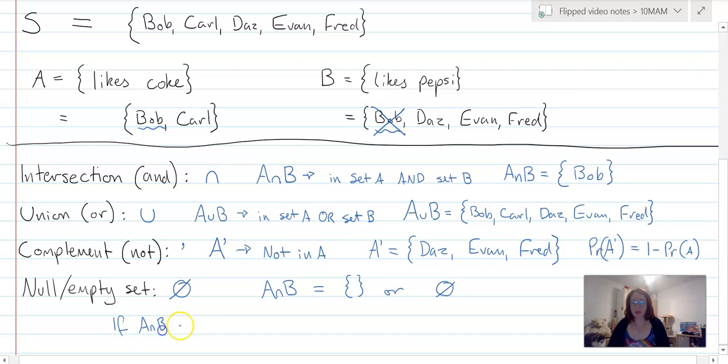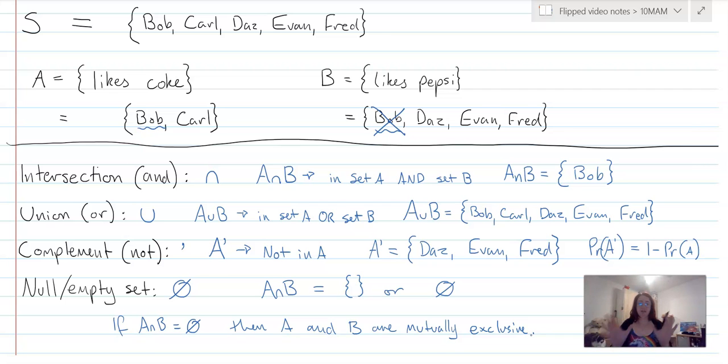If the intersection is a null set or an empty set, then A and B are what we call mutually exclusive, which just means that they share no elements whatsoever.